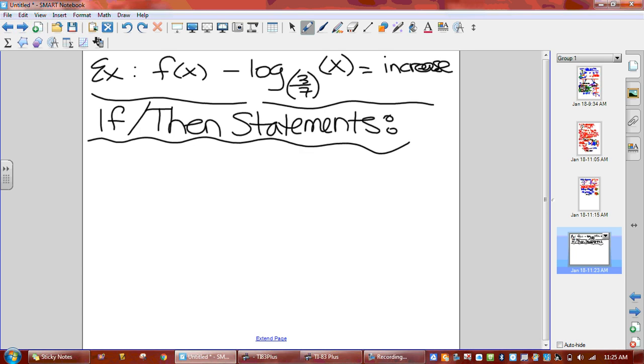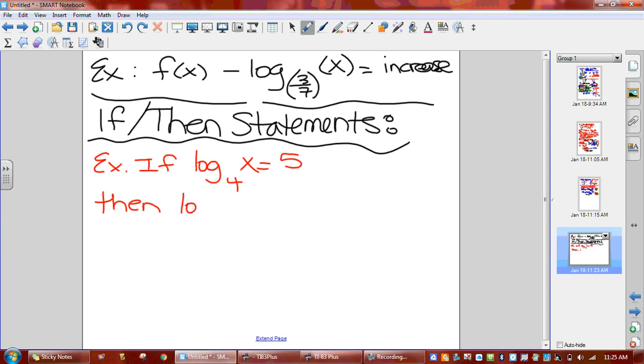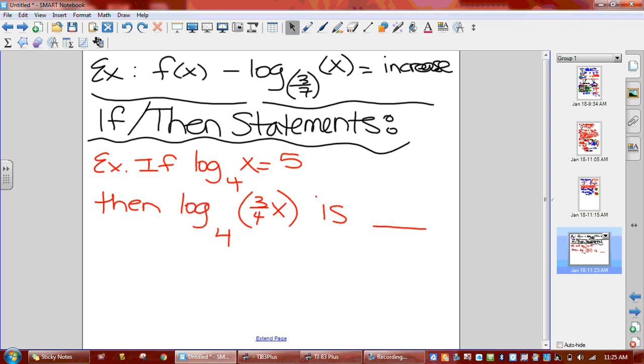Okay, so here's my example. If log base 4 of x equals 5, then log base 4 of 3/4 x is what? So this is again an if-then statement. First of all, we have to decide who x is. We have to solve for x. Are we able to solve for x on the left-hand side?